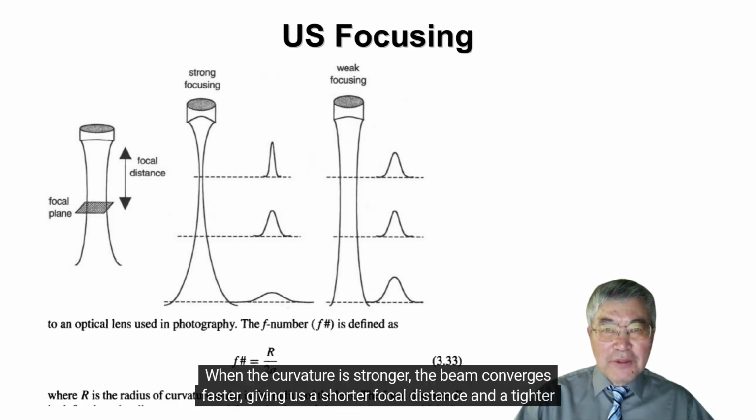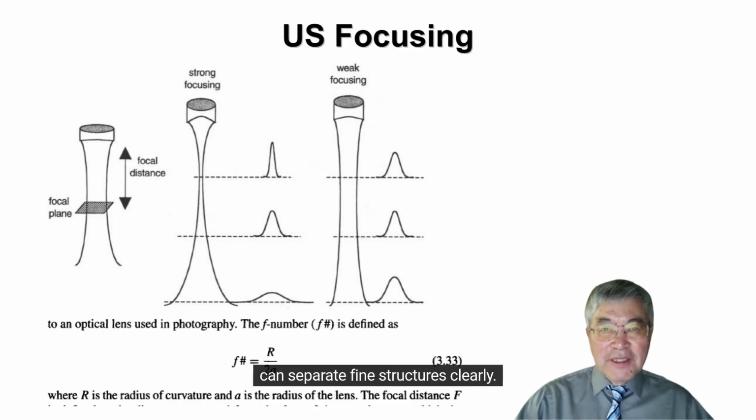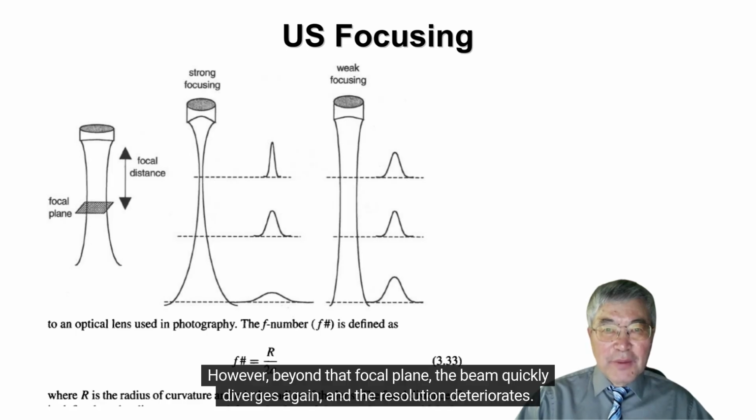When the curvature is stronger, the beam converges faster, giving us a shorter focal distance and a tighter focus. That means at that focal point, you have very high resolution. The beam is extremely narrow and you can separate fine structures clearly. However, beyond that focal plane, the beam quickly diverges again and the resolution deteriorates.